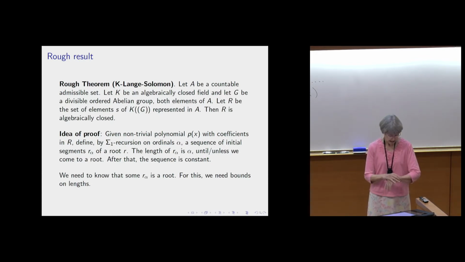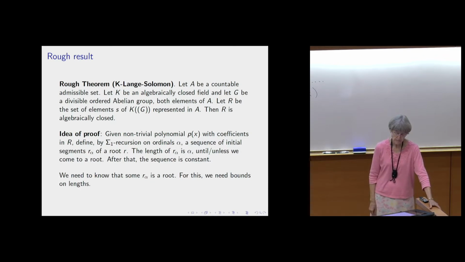So this rough result says: if A is a countable admissible set, and K is an algebraically closed field of characteristic 0, and G is a divisible ordered abelian group, both elements of A, and if R is the set of elements of this Hahn field, K((G)), represented in A, then this is going to be algebraically closed. So let me say what's the idea of the proof.